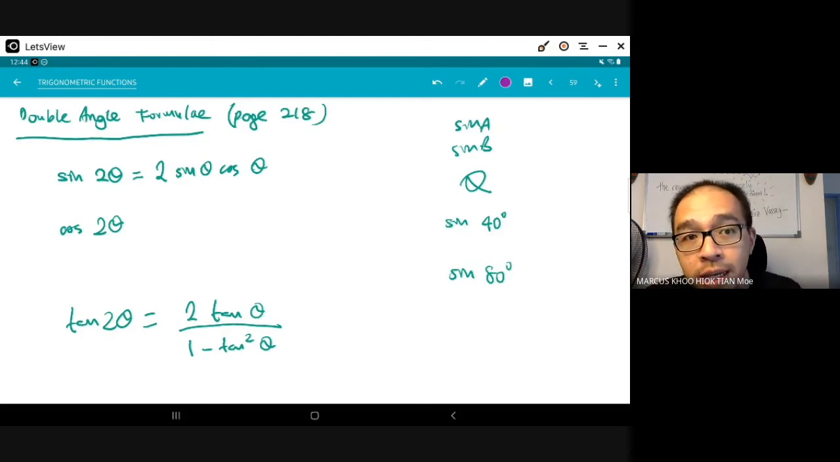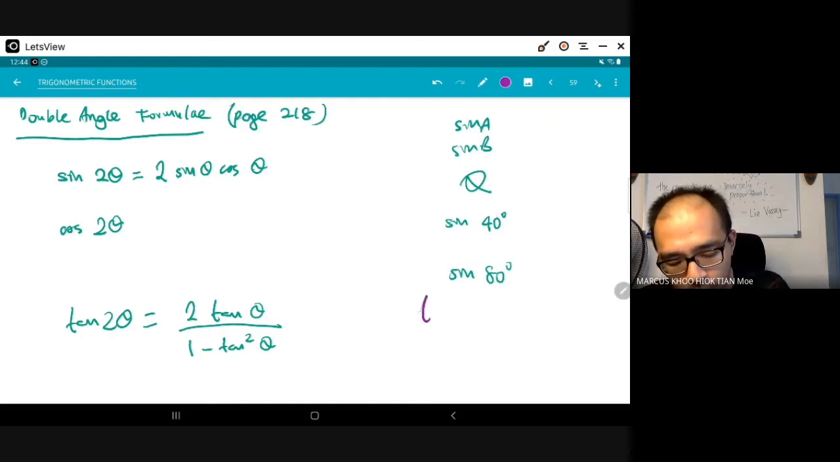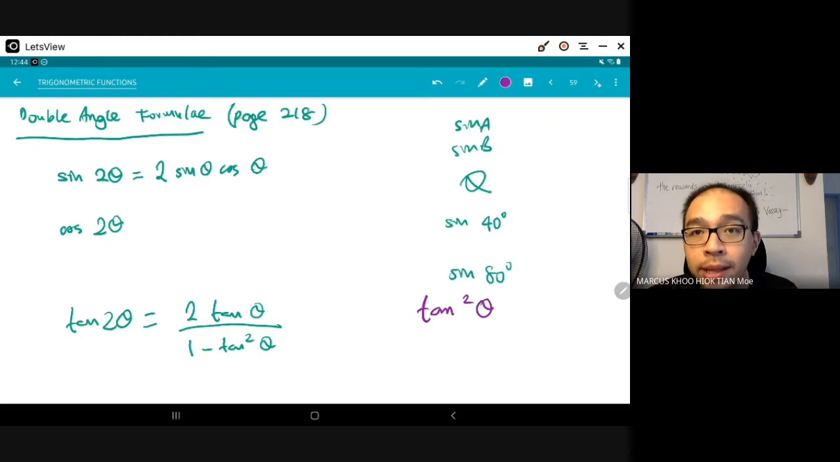That's why you never hear me say, when we were doing this, I always pronounce it as tangent squared theta. I never pronounce it as tangent 2 theta, because this is tangent 2 theta. I find that a lot of students confuse themselves by pronouncing the wrong thing. Tangent to the power of 2 theta and tangent 2 theta are two different things, like 3 to the power of 2 and 3 times 2. They are two different things. So make sure you pronounce the correct thing.